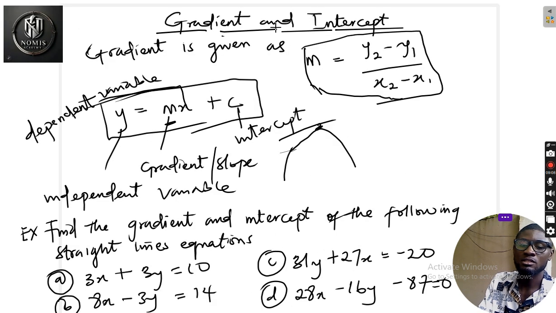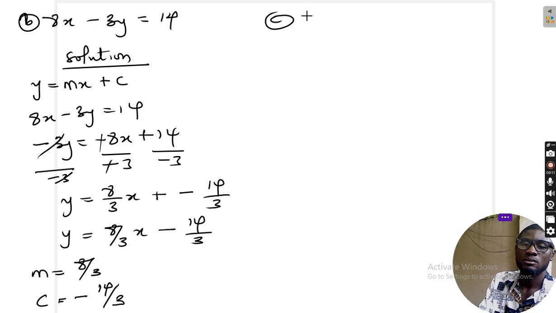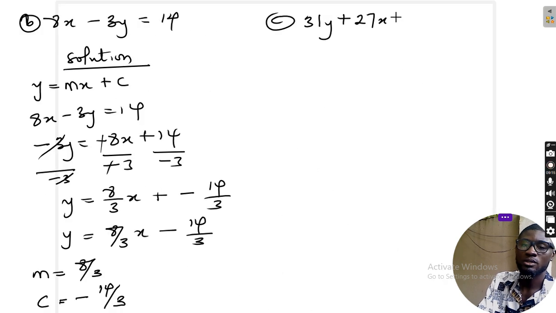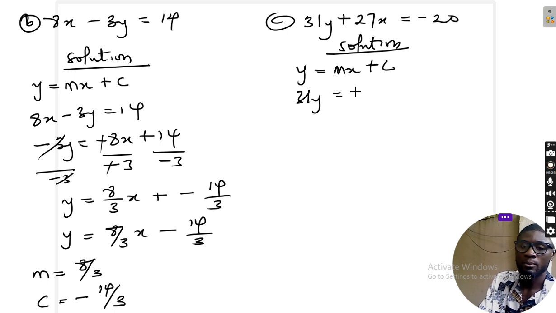C says 31y plus 27x is equal to minus 20. So what do we do now? Make y the subject of the formula. So solution. Since y is equal to mx plus c, therefore 31y equals minus 27x minus 20.